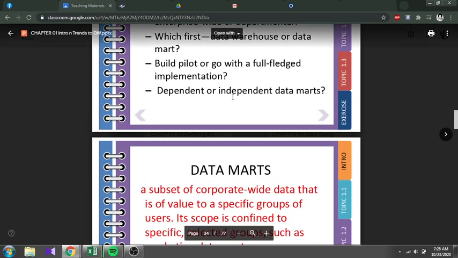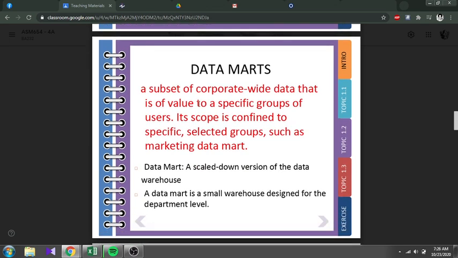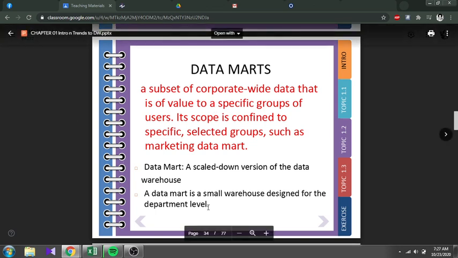Okay, first we want to know what is data mart. Saya pun confused dulu apa data mart ni. So it's a subset of a corporate-wide data that is of value to a specific group of users. Its scope is confined to specific selected groups such as marketing, data mart. So data mart ni macam a scaled down version of the data warehouse lah. Maksudnya we look at one segment, one department ataupun one criteria lah on this data ni. So a data mart is a small warehouse designed for the department level. Paling senang data ni is on the department level.